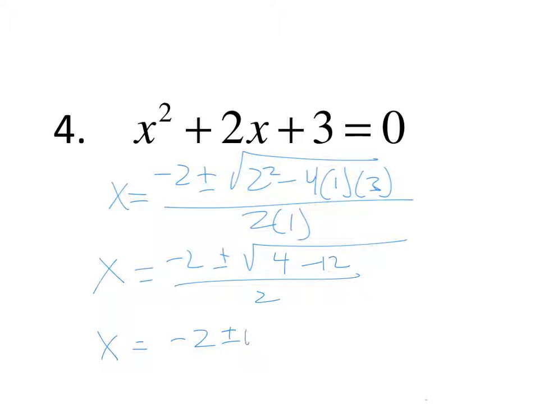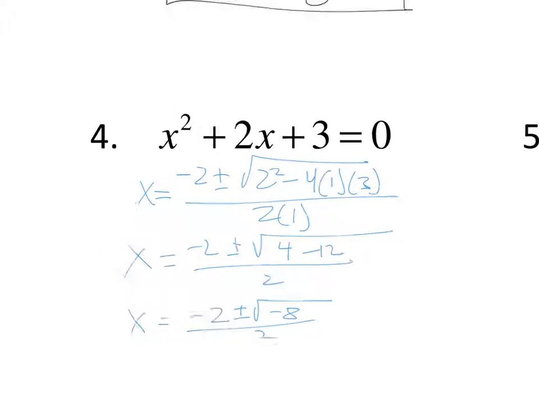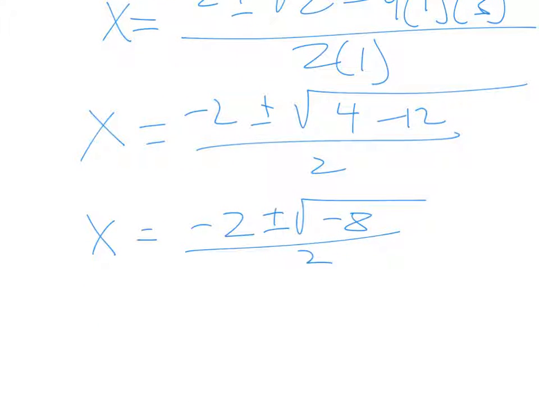And so this is going to be the square root of negative 8 all over 2. Now we're going for complex answers. So we got a negative in here. So that can be factored out. I'm going to go ahead and write it out, even though we usually don't. It's going to be a negative 1, which will become an i. 8 can be broken up into 4 and 2.